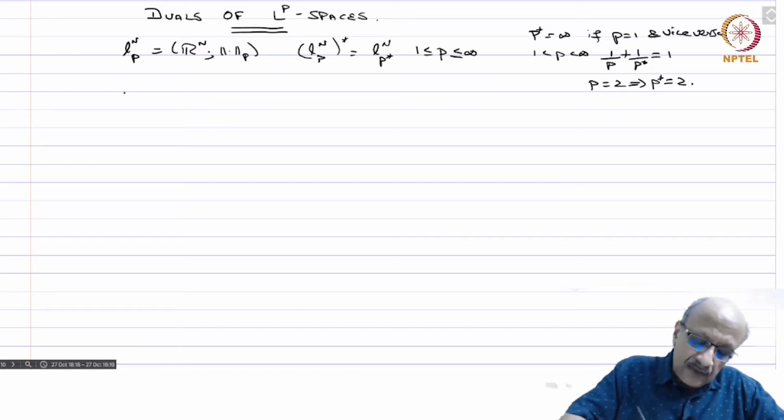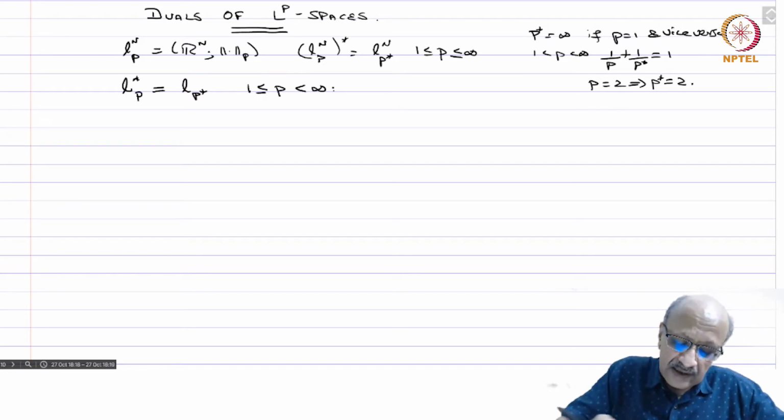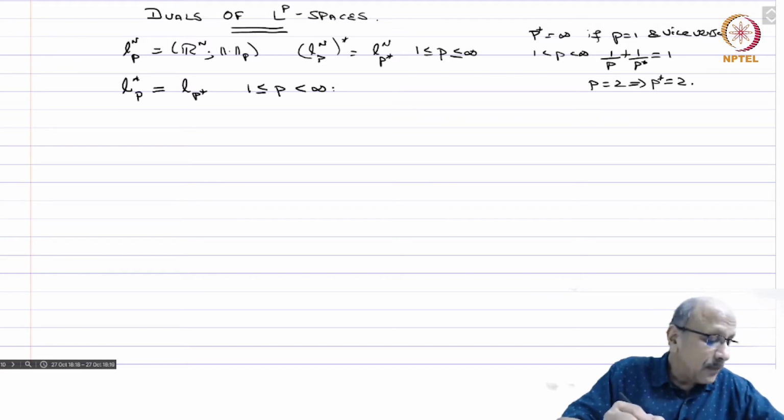Okay, and then we have also computed LP star, and this is equal to L of P star. This is true for 1 less than or equal to P strictly less than infinity. And we have seen that L infinity star does not come from L1, it is something bigger. Okay, so these are the duals. So now we will study for the LP spaces given a measure space.